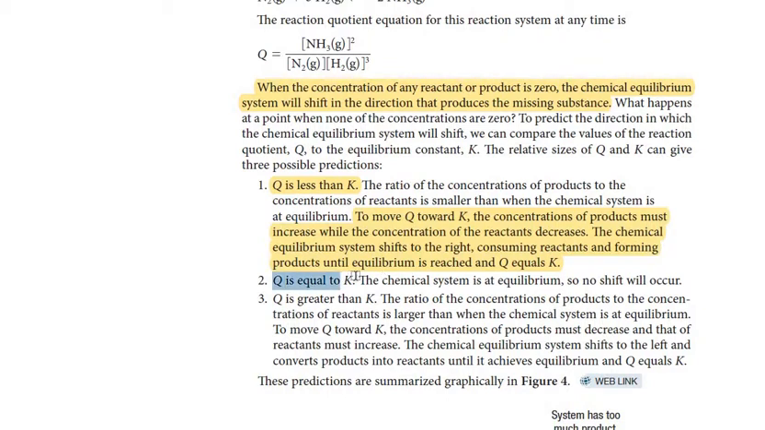Second case, when Q equals K. In this system, no shift will occur. The system will be at equilibrium and no shift will occur. And the third case is when Q is greater than K: the ratio of the concentration of products to the concentration of reactants is larger than when the chemical system is at equilibrium. To move Q toward K, the concentration of products must decrease and that of reactants must increase. The chemical equilibrium system shifts to the left, meaning it shifts to the reactant side, and converts products into reactants until it achieves equilibrium and Q equals K.